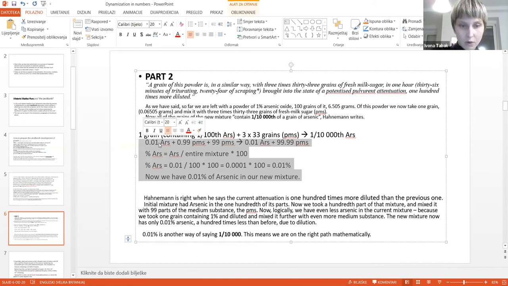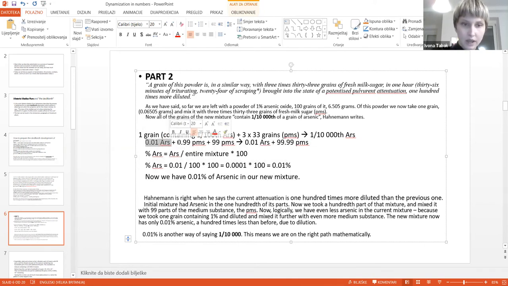So we had 1% arsenic. This is another way to say this. It's 0.01 arsenic. Then we added more powdered milk sugar. And now we have 1/10,000th of a grain of arsenic. I don't know if the mathematics are clear to you. Yes. I hope they are.